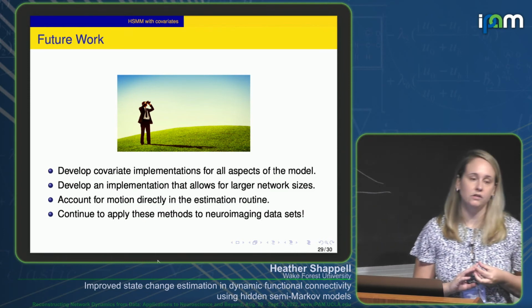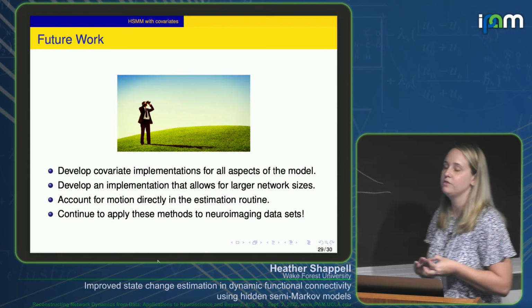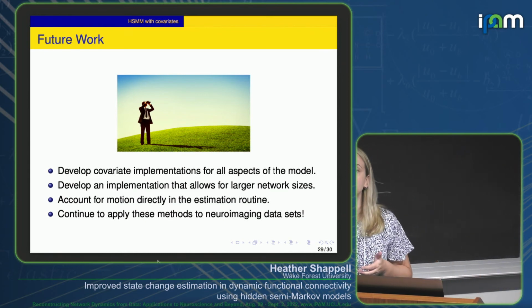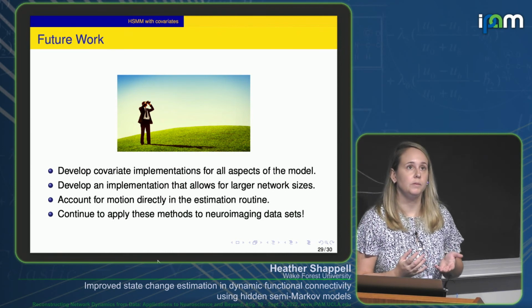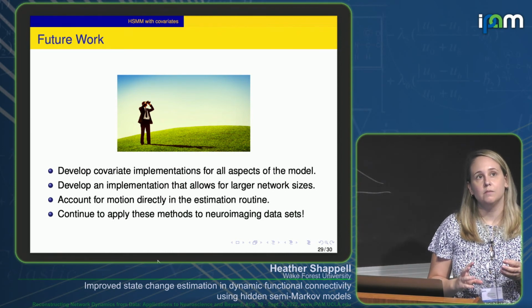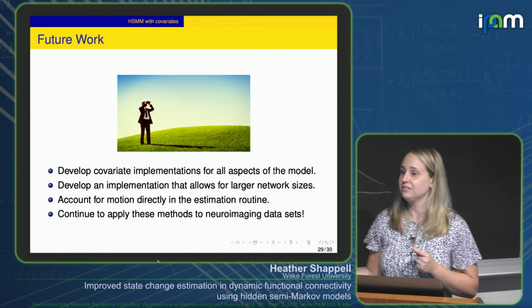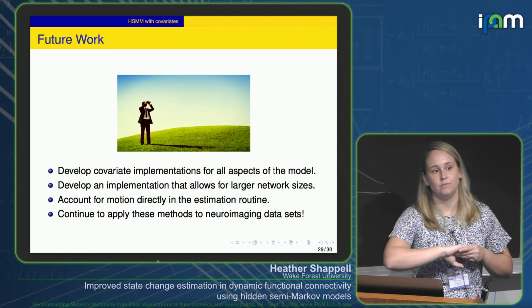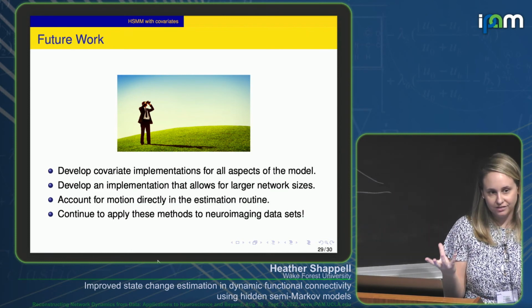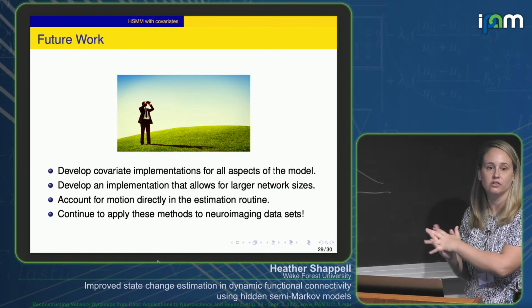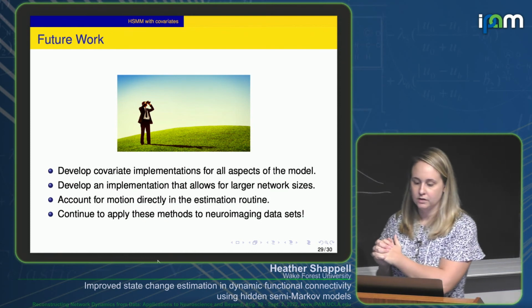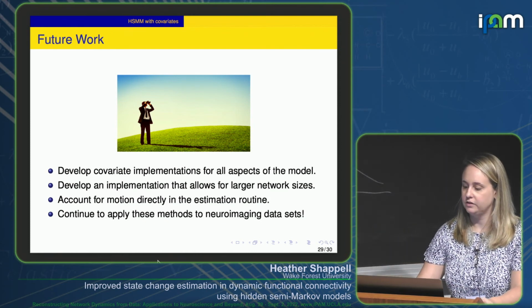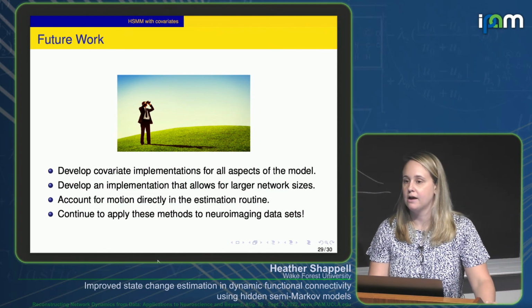Also accounting for motion directly in the estimation routine, because we've noticed that sometimes when we fit this model on a group of participants, it's almost like the model detects motion as a state and estimates one of the states to be a high motion state. Like it aligns perfectly with high motion time points. And then obviously to continue to apply these methods to neuroimaging data sets. So right now I'm applying it to a weight loss data set, and we have some interesting findings there, and to an Alzheimer's disease data set.